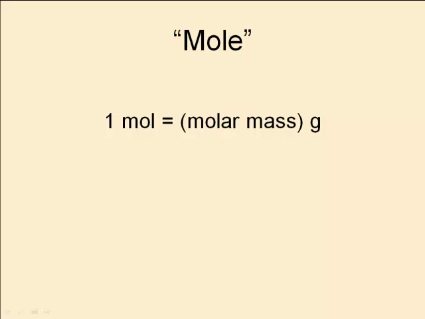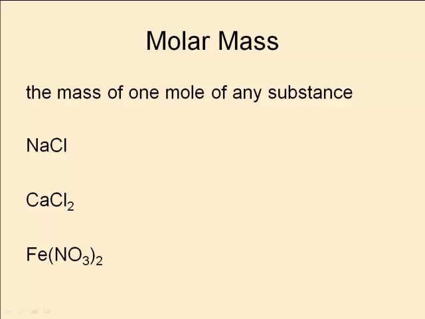1 mole of a substance also equals that substance's molar mass, measured in grams. The molar mass of any substance is the sum of the masses of all the atoms present in 1 unit. Atomic masses, of course, are found on the periodic table. To calculate the molar mass of a compound, you add up the atomic masses of all the atoms that are present. So for NaCl, you'd add the mass of 1 Na and 1 Cl. 22.99 plus 35.45 gives you 58.44 grams per mole.